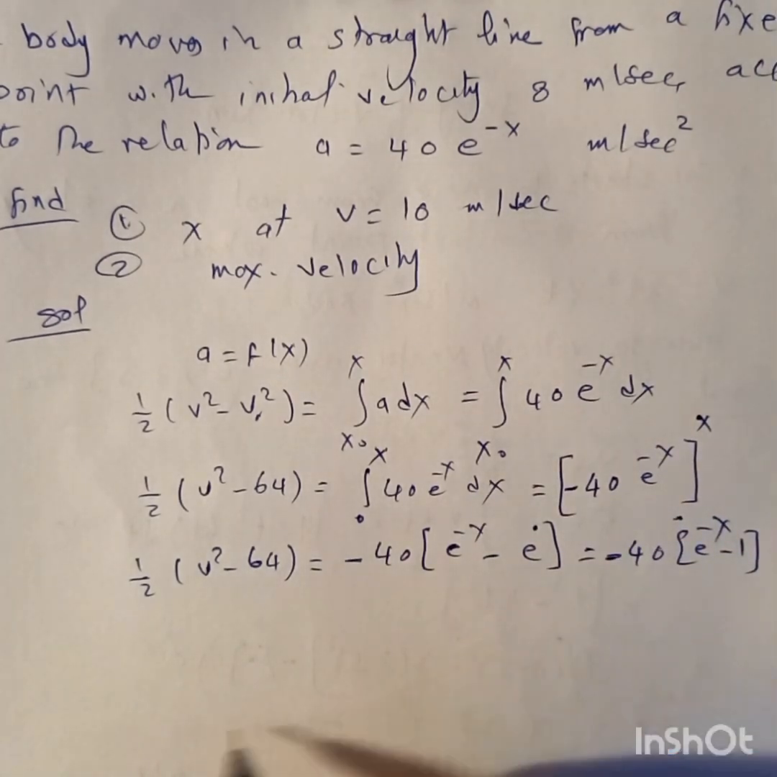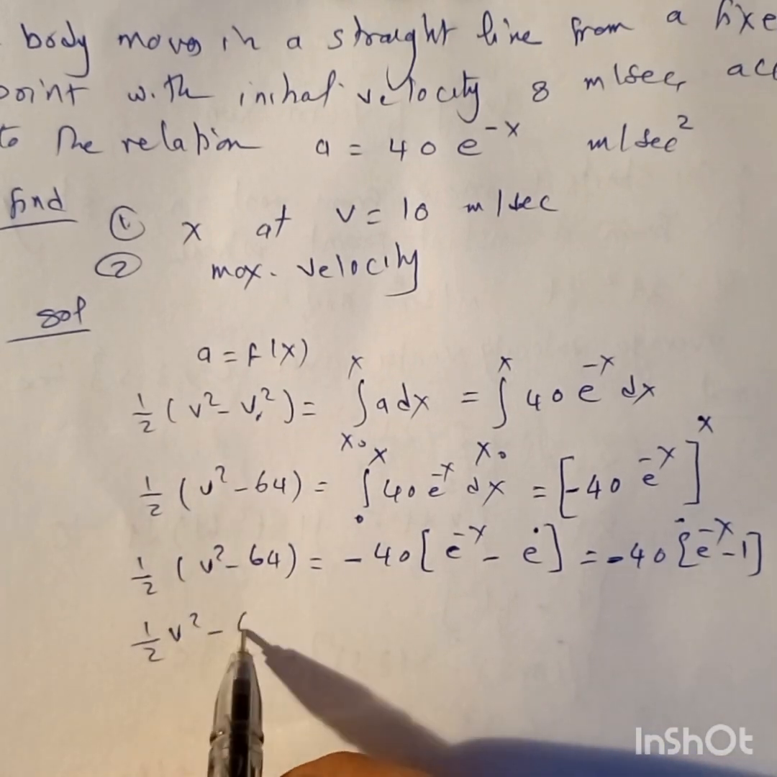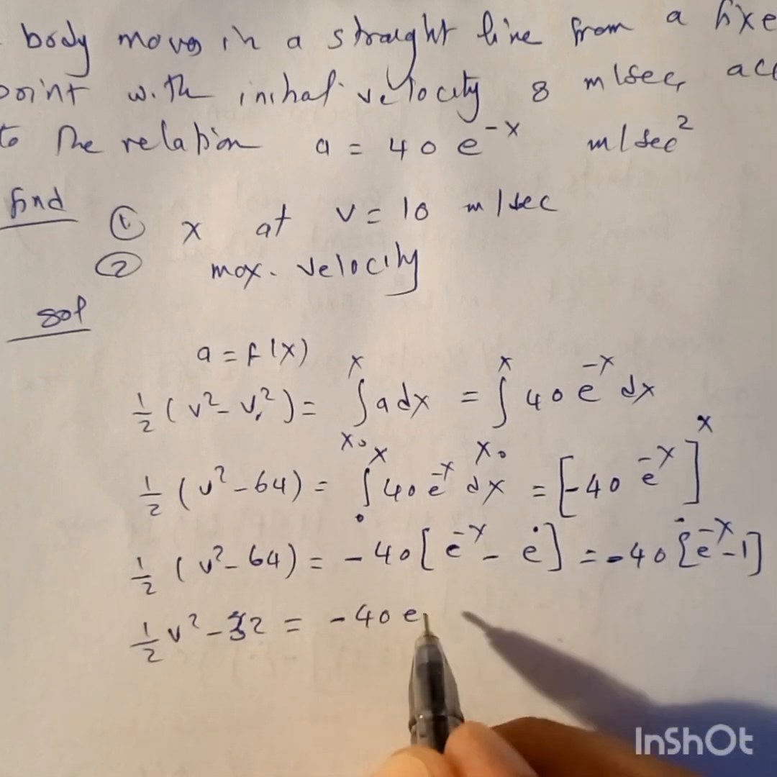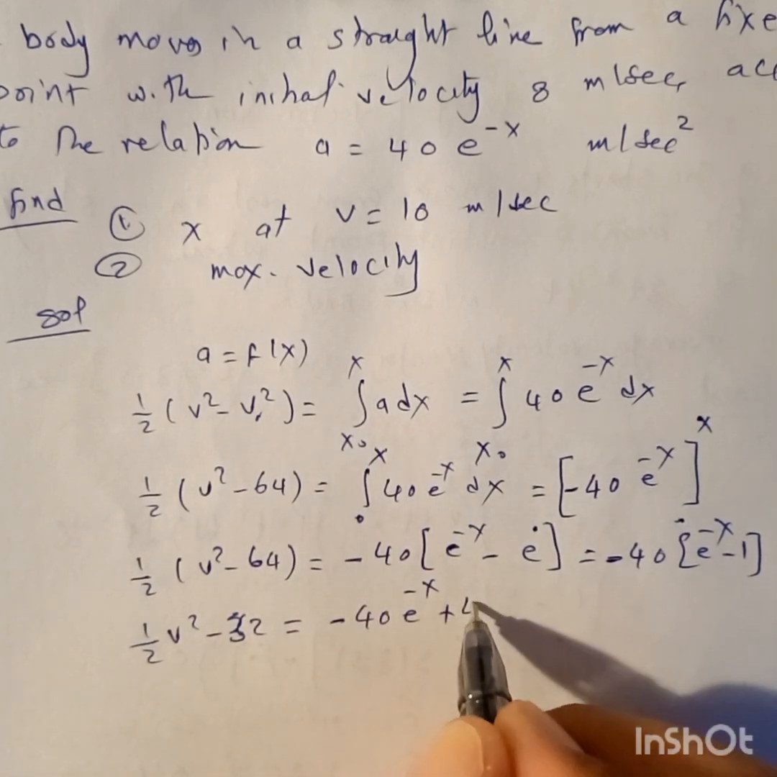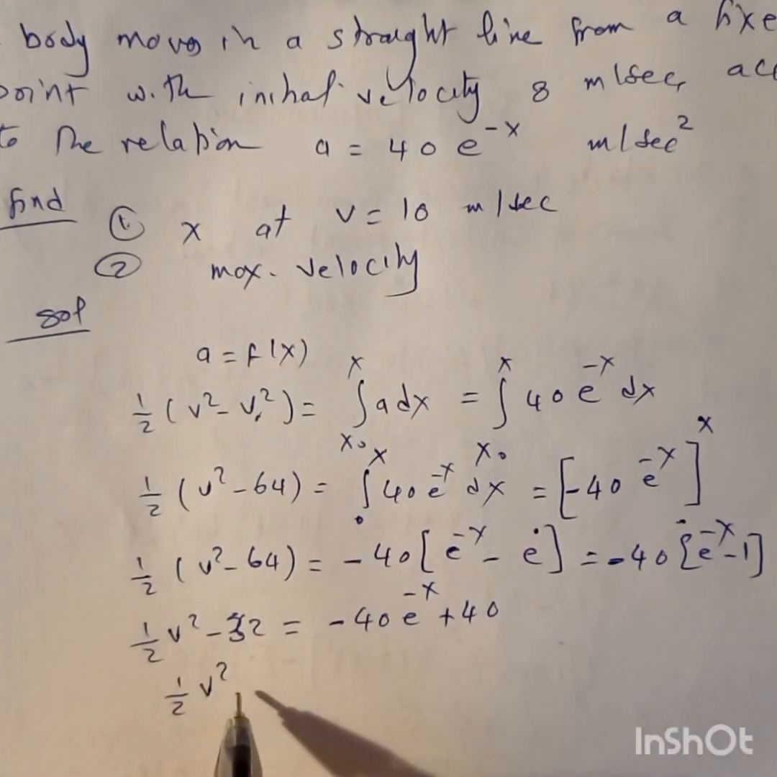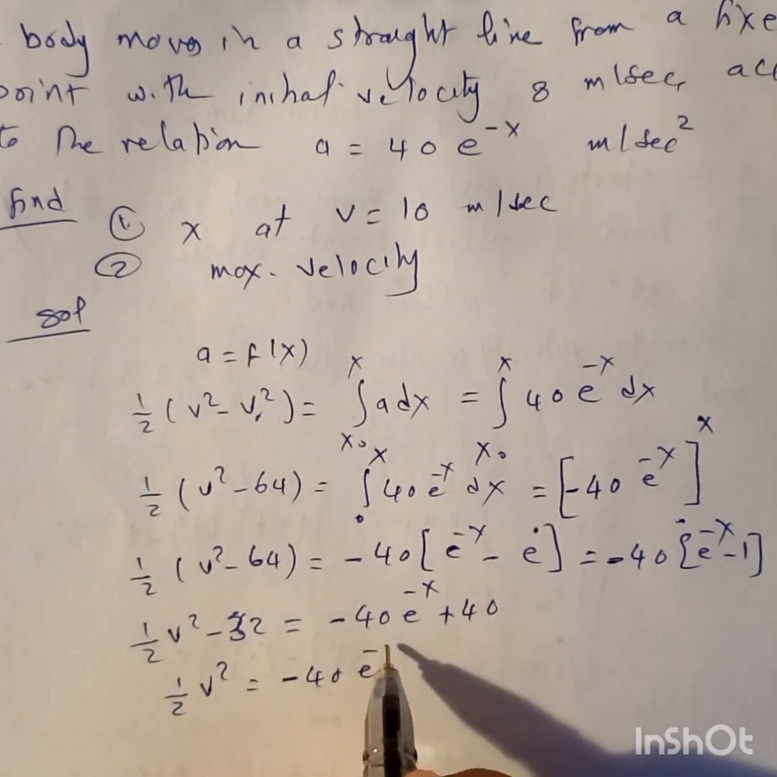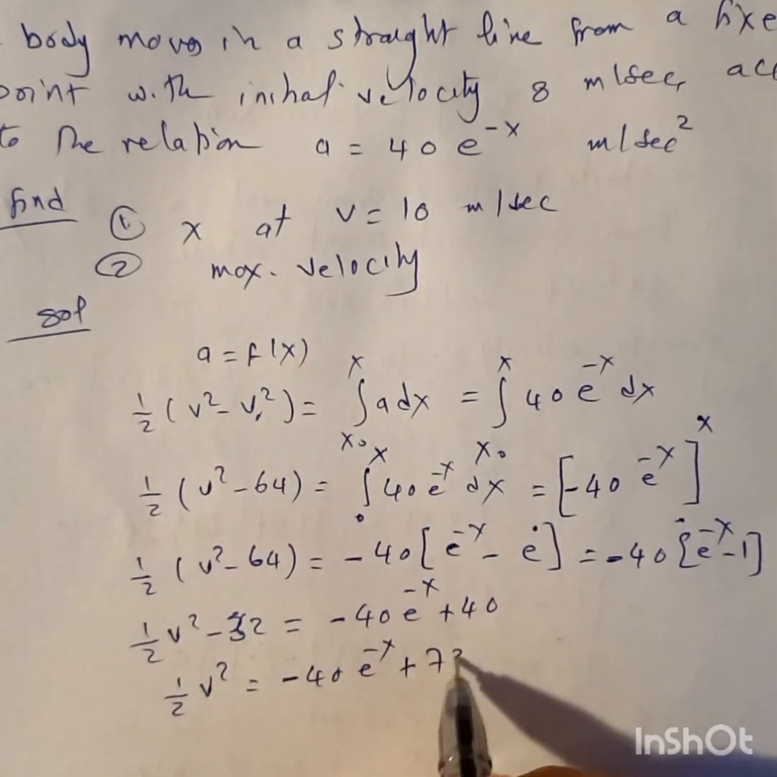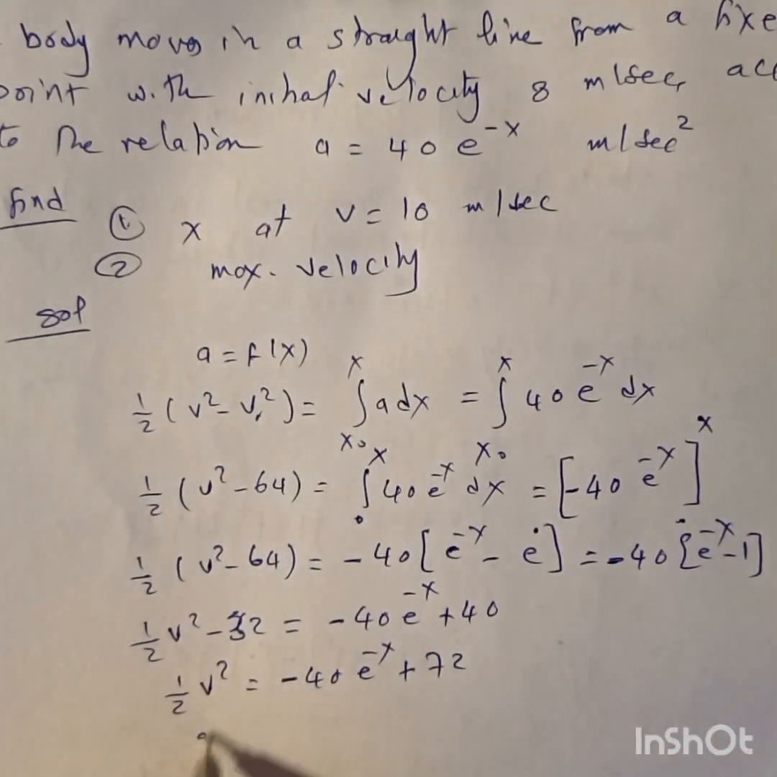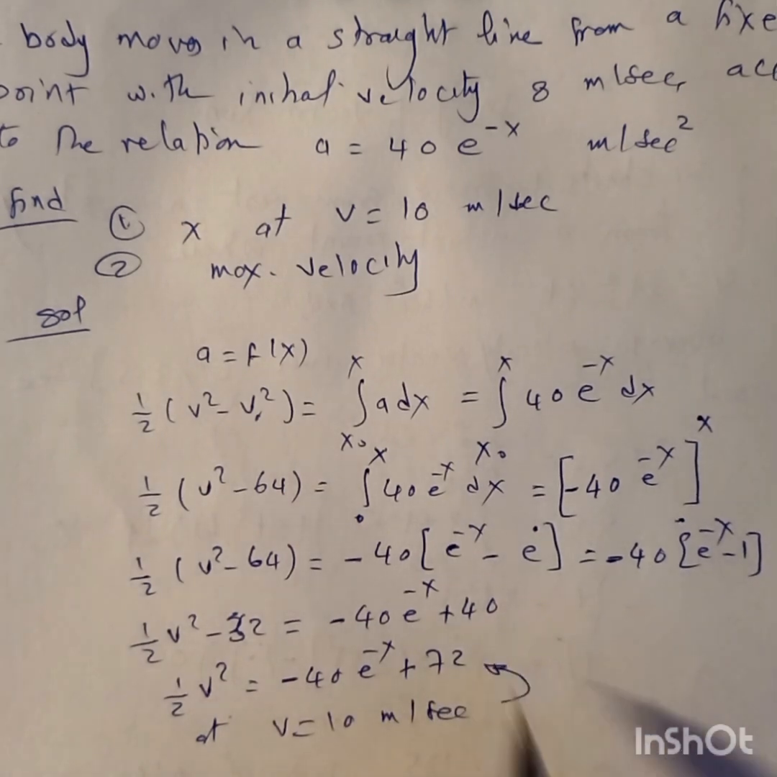Okay, here we have this one. Then we have half v squared minus 32 equals negative 40 e to the power negative x plus 40. Okay, then we have half v squared equals negative 40 e to the power negative x plus 72. Okay, it's required to find x at v equals 10 meters per second. You can substitute here.